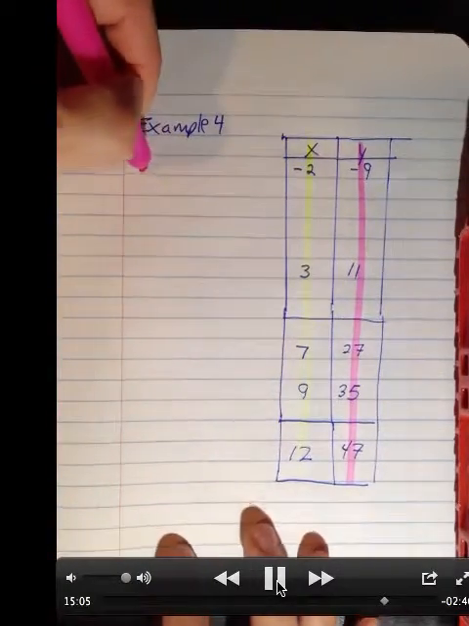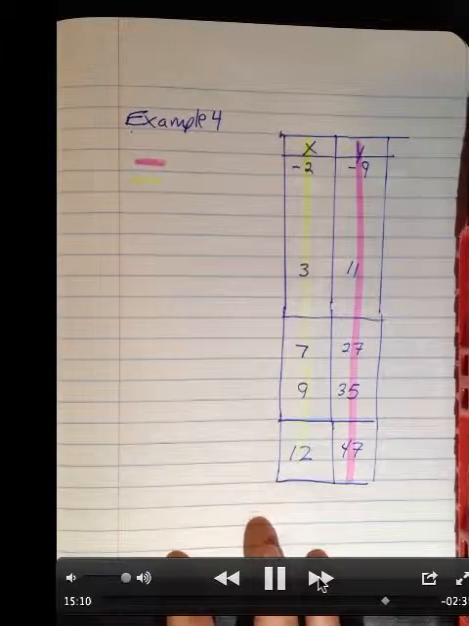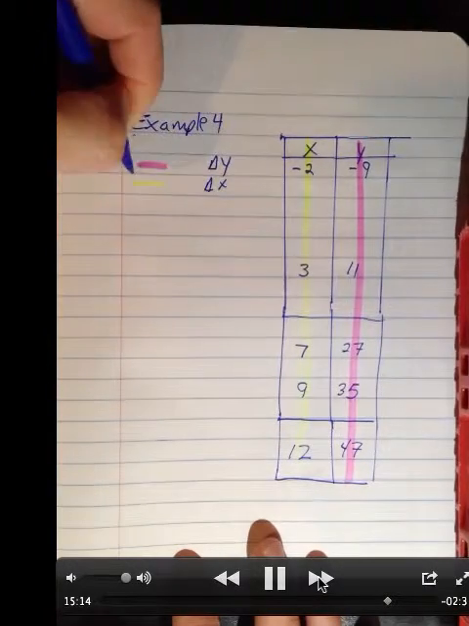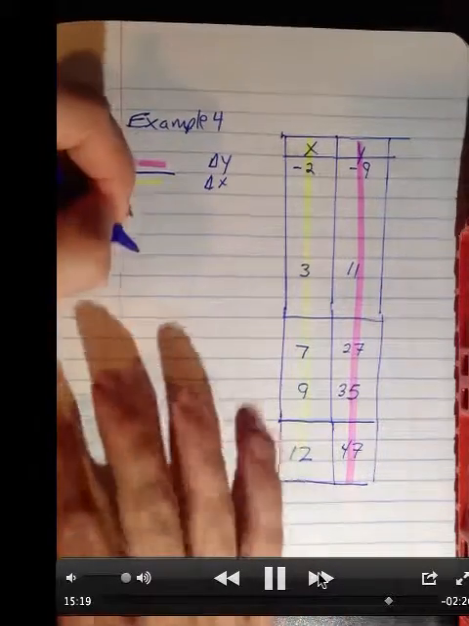And again, I'm going to color code the x values and the y values, and we have to find a rate of change. So the change in y divided by the change in x is going to be our rate of change. That's going to be the clue that we need to fill in the rest of the table.